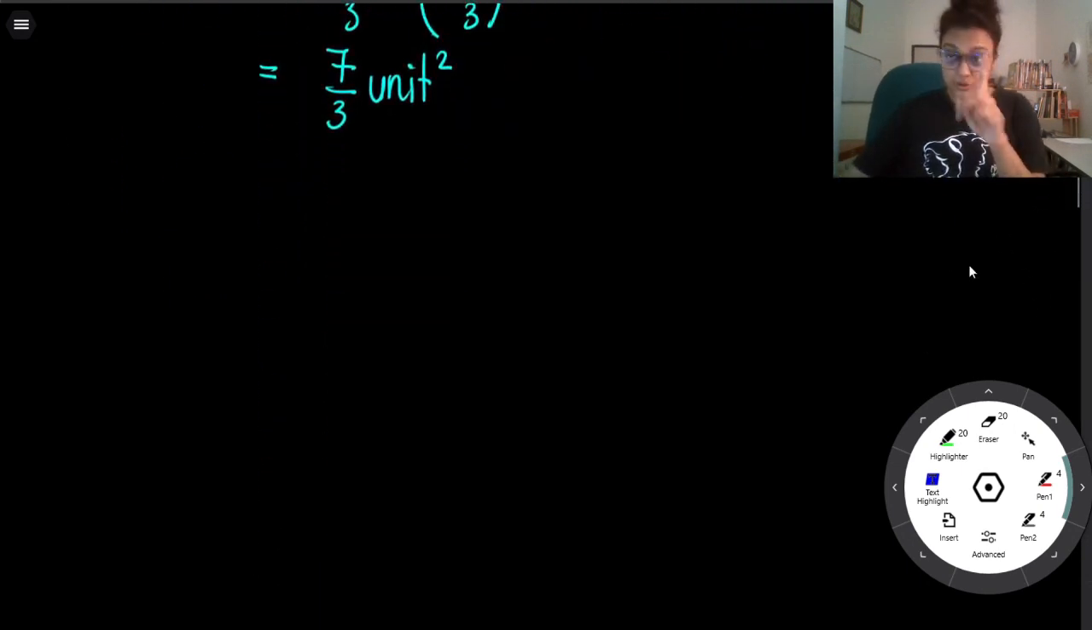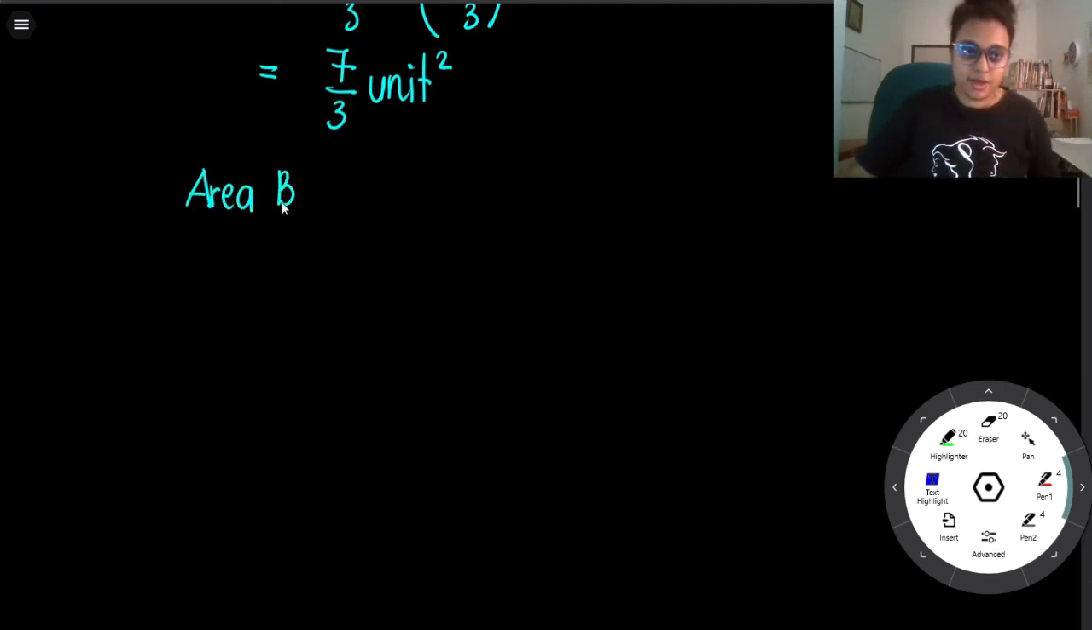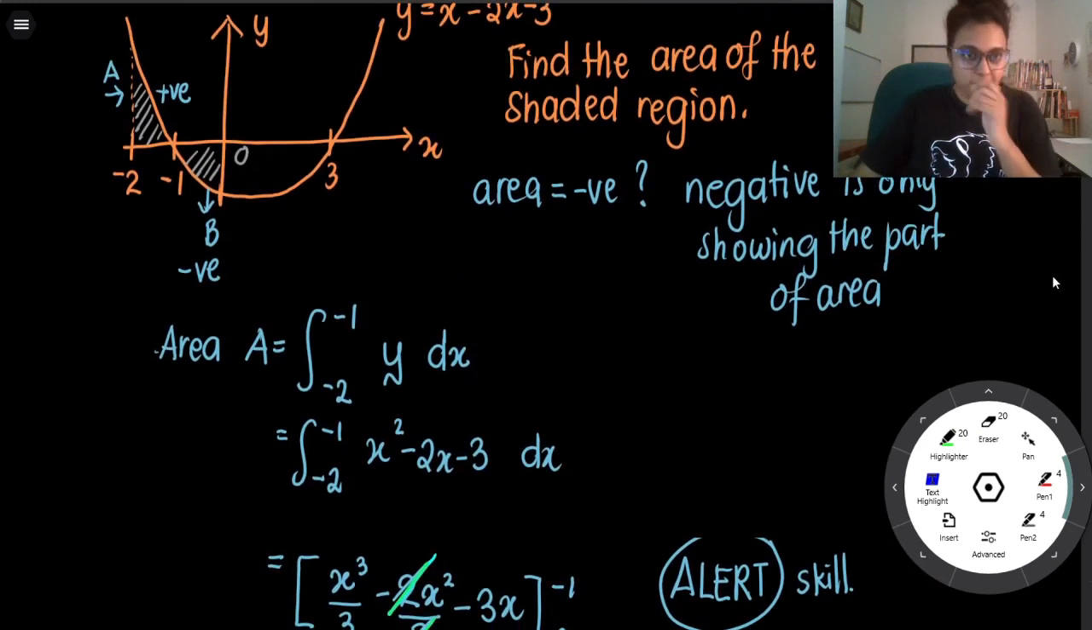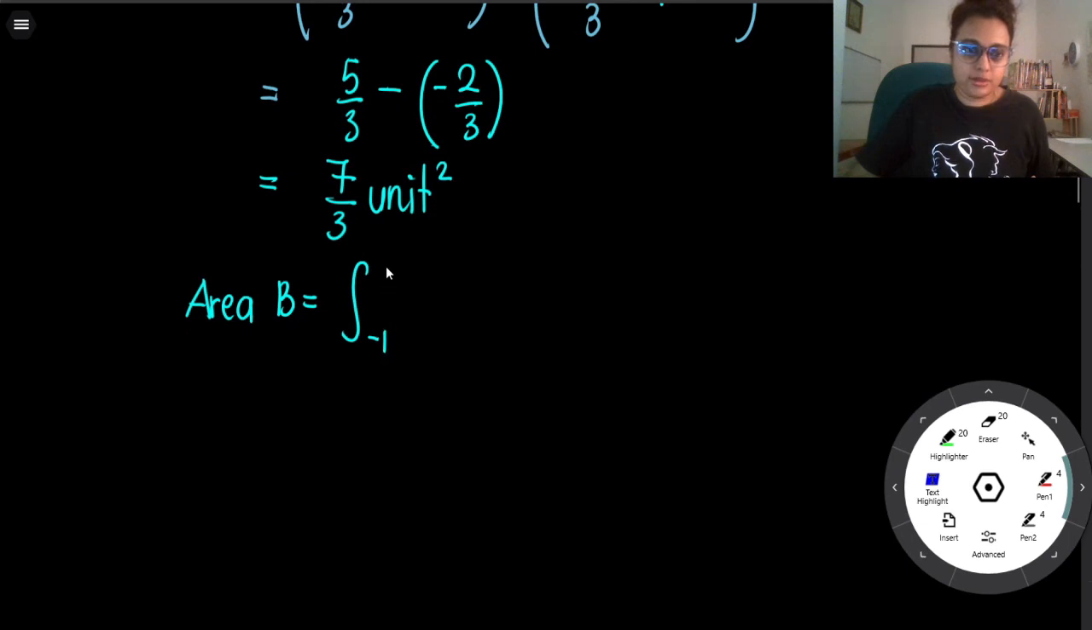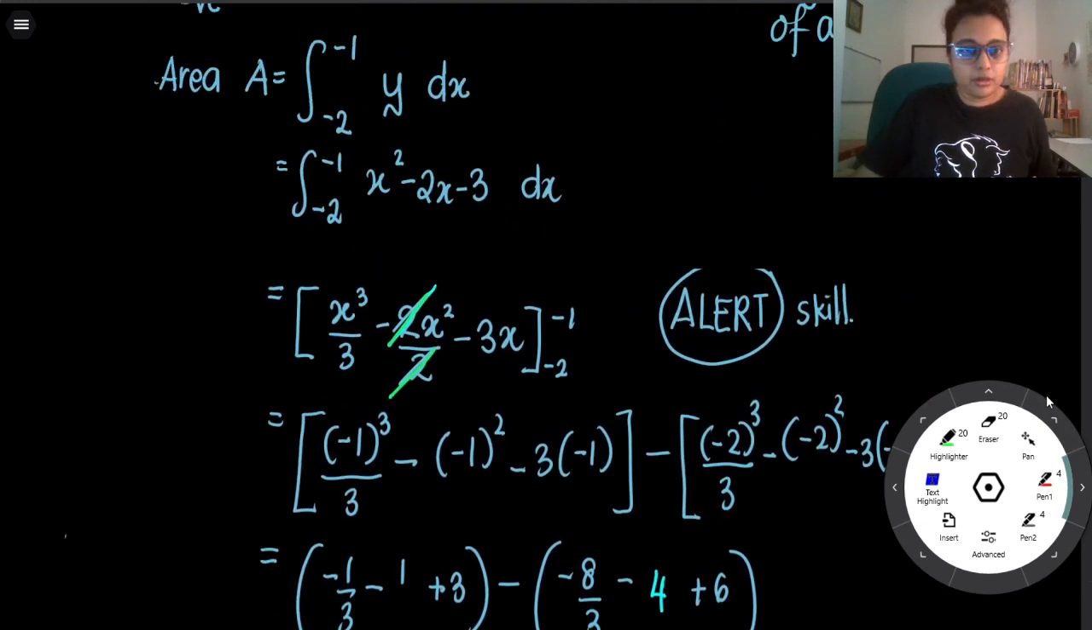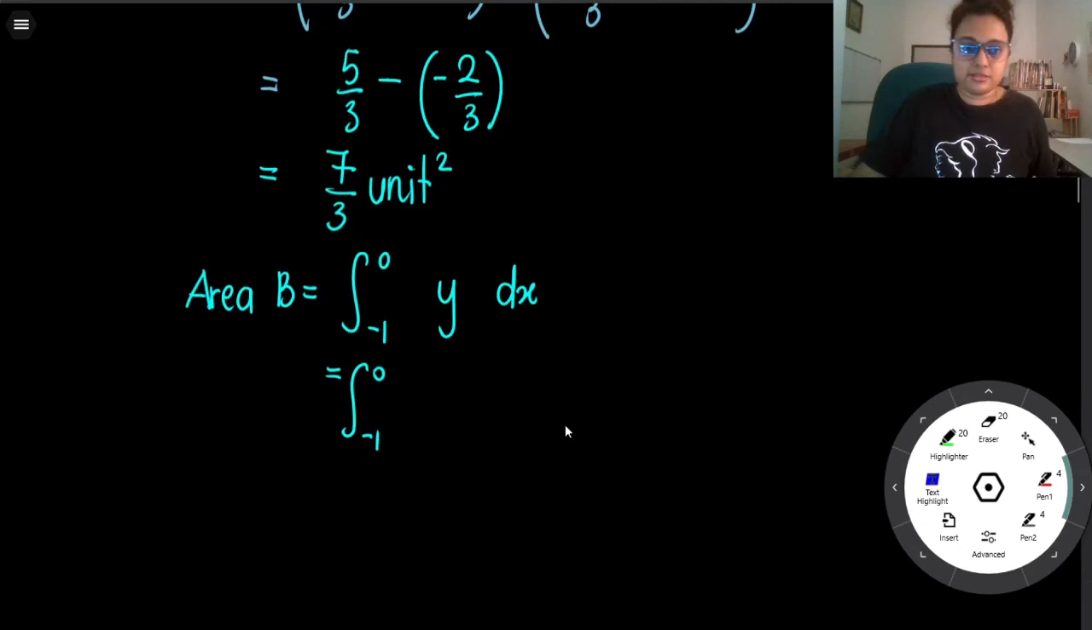So area of B you will get a negative because it's below. From which point to which point? We go back, negative 1 to 0. So it's from negative 1 to 0. Behind I write dx, here I write y. So I must now fill in my y: x squared minus 2x minus 3.